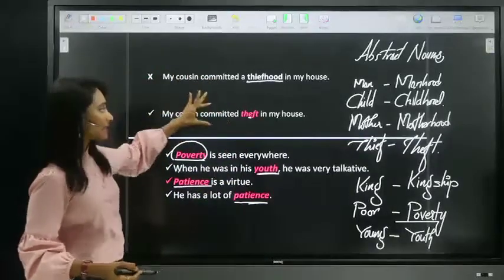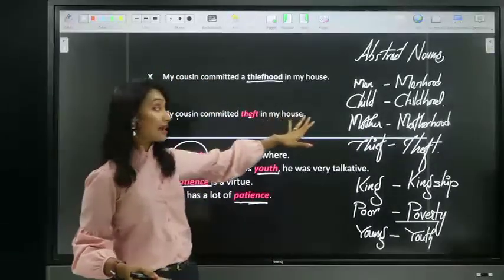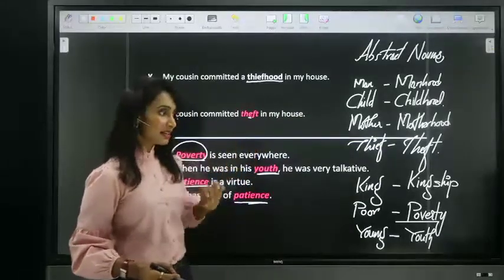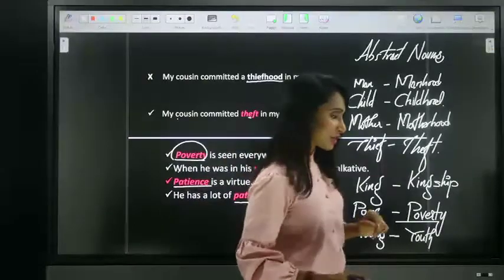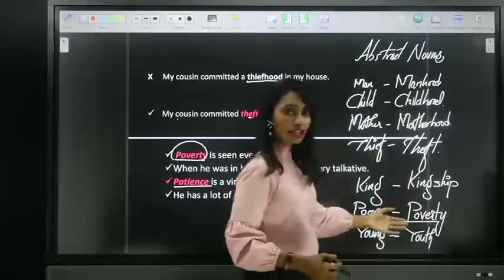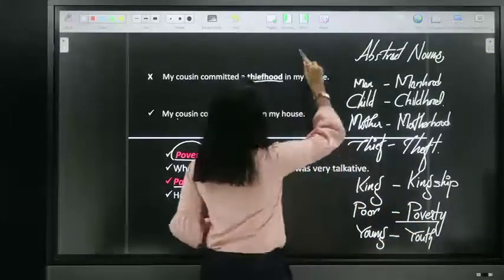So, my cousin committed theft in my house, not thiefhood. So, I hope it is clear. Let's move on to the next one. Yes, guys, Swapna, Kartikeya, Angela, all of you are correct. So, the abstract noun for young is youth. Let's see the next sentence.